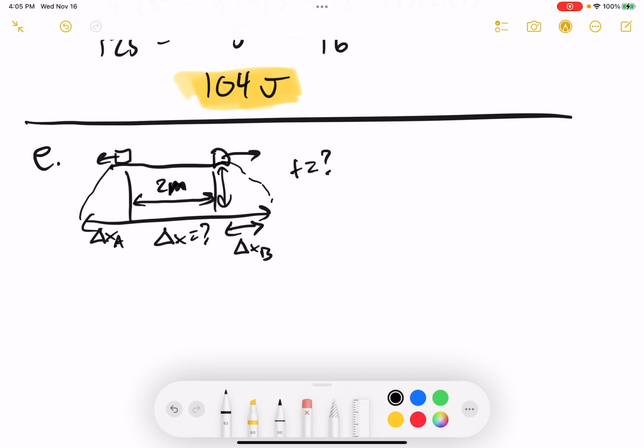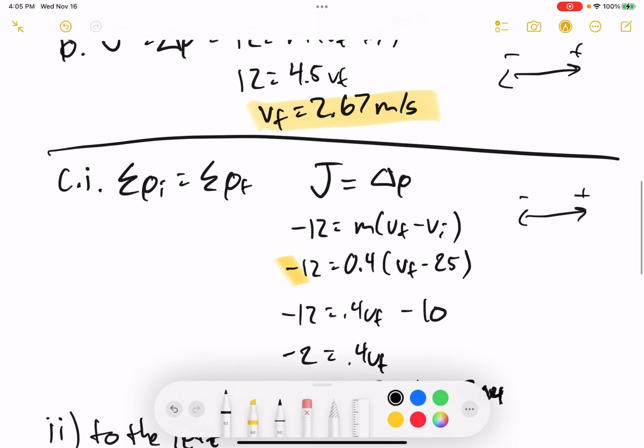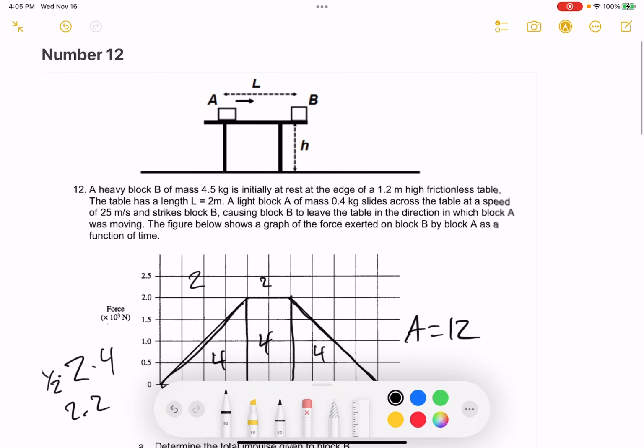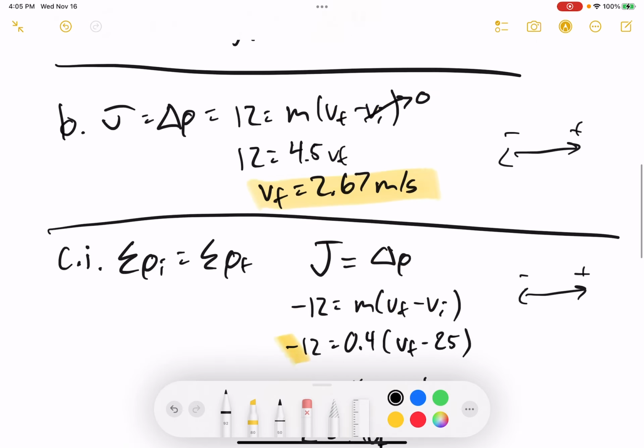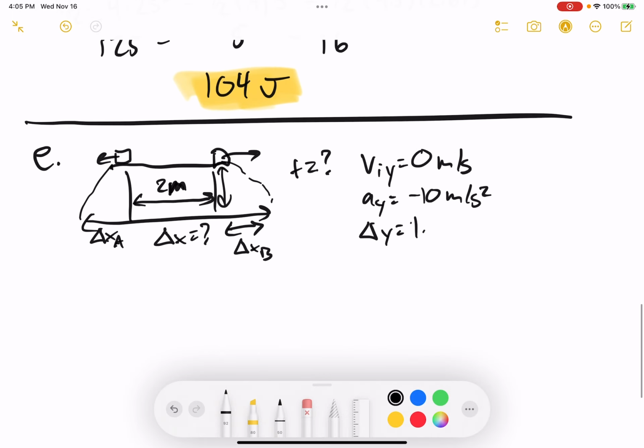Okay, so we have our v_iy for both is going to be 0, right? Because the velocity is only in the x direction, not in the y direction at all. a_y is going to be negative 10 meters per second squared. And then we also know that the delta y is equal to, well, let's find out what the height of that table is. So the height of the table is 1.2 meters, and then we need to find the time.